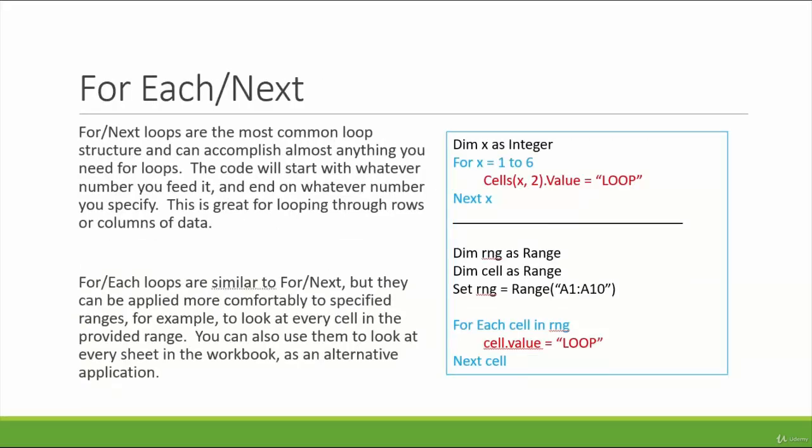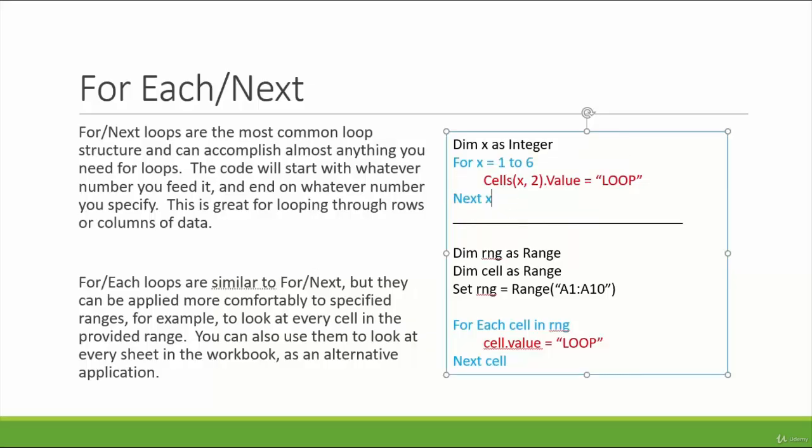So first we'll look at the for next loops. For next loops are the most common loop structure, and they can accomplish almost anything you need to do with loops. The code is going to start with whatever number you feed it. In this example, we're starting with the number 1, and it will end on whatever number you specify, so in this case 6. This is great for looping through rows or columns of data. We can perform anything in this particular action set here, and it'll end when we tell it to next x.